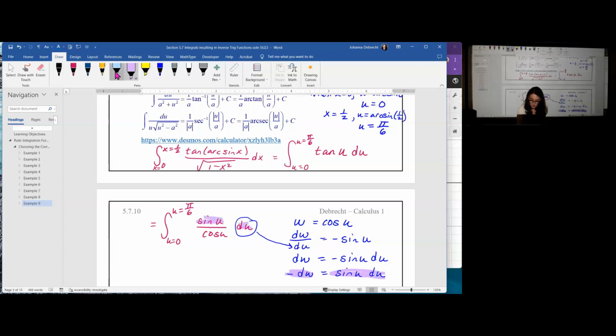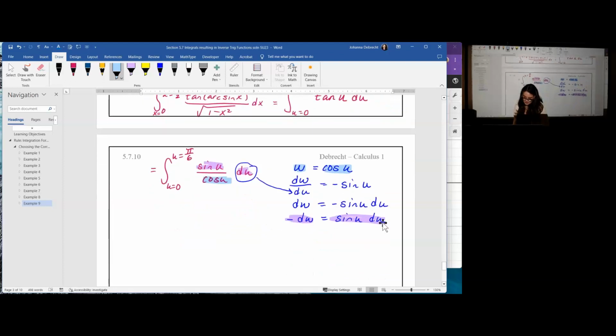In this equation, I'm now going to replace the sine of u du with negative dw. And I'm going to replace the cosine of u with w. Notice that that takes care of everything that is inside of my integrand. The next thing I need to do is change the limits again, changing the variable from u to w. So I need to change my limits of integration to w values.